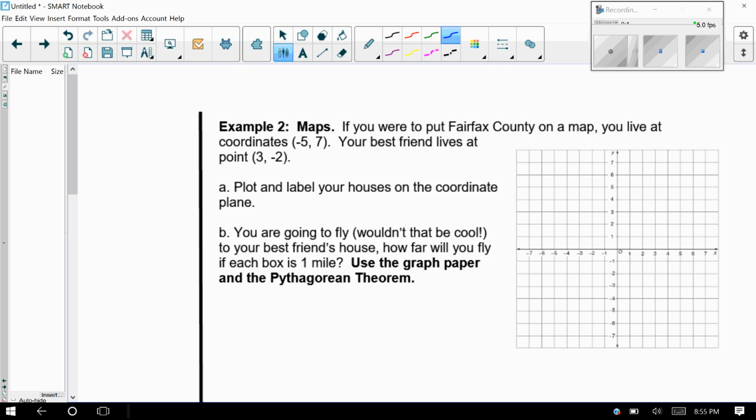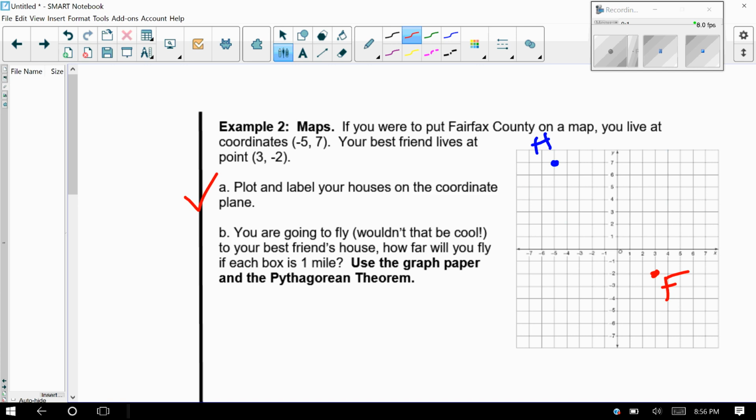It says, this is one long problem. If you were to put Fairfax County on a map, you live at coordinates -5, 7. So I'm going to look at -5. -5 is our x value, up 7. And this is my home. This is where we live, right? My home, okay? And your best friend lives at 3, -2. So +3, -2. This is our best friend. We'll write this one as F. All right, plot and label your houses on the coordinate plane.